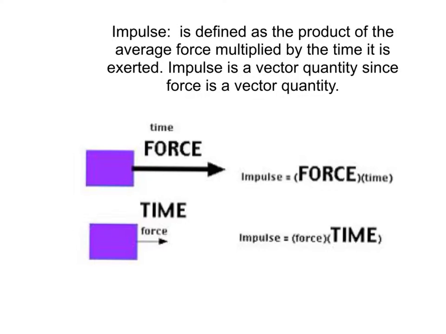Impulse is defined as the product of the average force multiplied by the time it's exerted. Impulse is a vector quantity since force is a vector quantity. So you take your momentum, which is mass times velocity, and then you multiply it by the time that it takes to exert the force. The impulse directly affects momentum because it either speeds it up or slows it down.